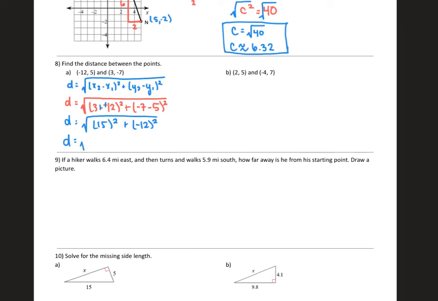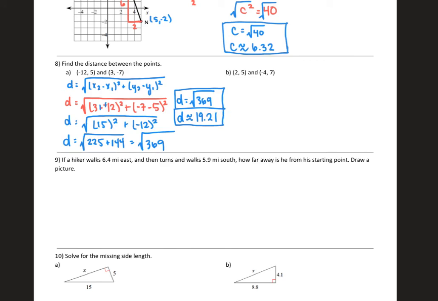And then we square, so 15 squared is 225, and -12 squared is 144. When we add that together, we get the square root of 369. And when we take the square root, that's a decimal, so my exact answer is square root of 369. And then my approximate answer is 19.21, approximately 19.21.